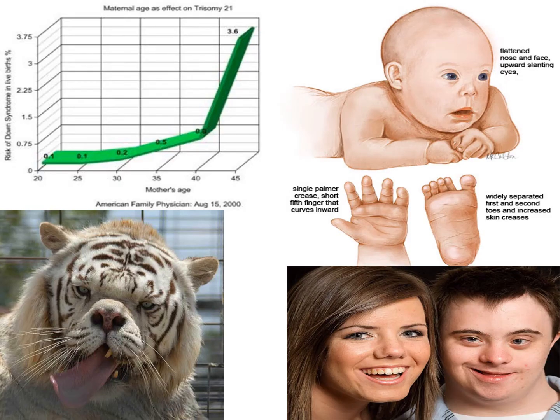So just look at the characteristics. You notice that everybody who has Down syndrome, I don't care what race you are, looks alike: the eyes, the face structure. Even look at the tiger. Really look at him. He looks just like any other person who has Down syndrome.